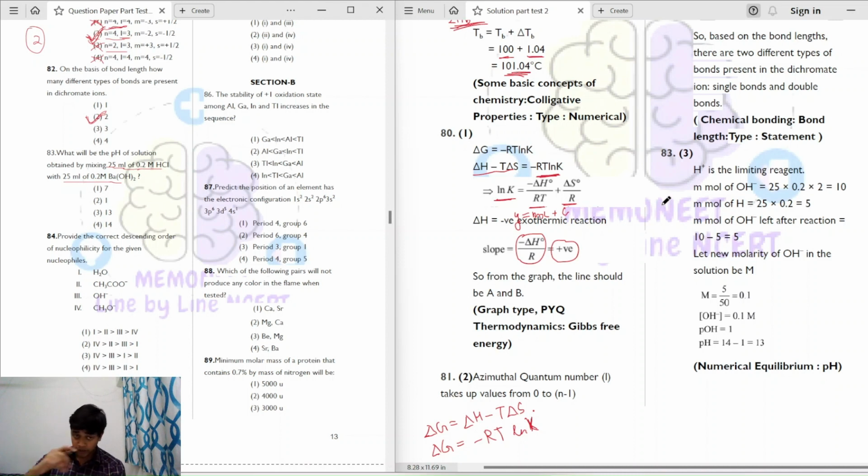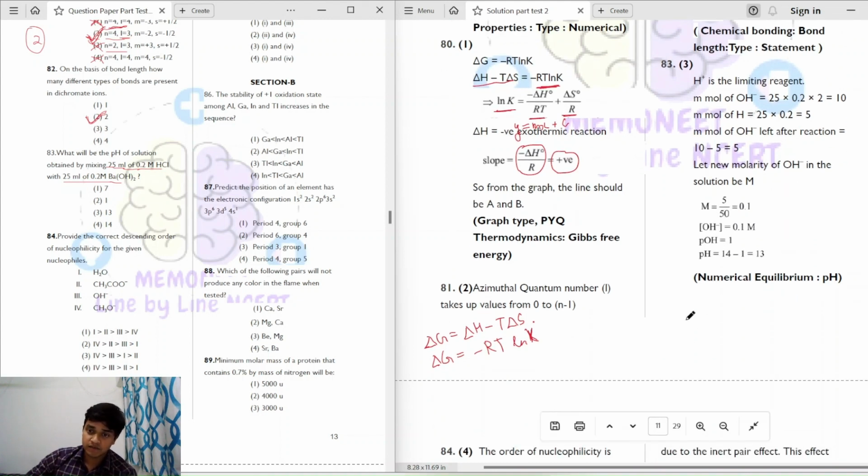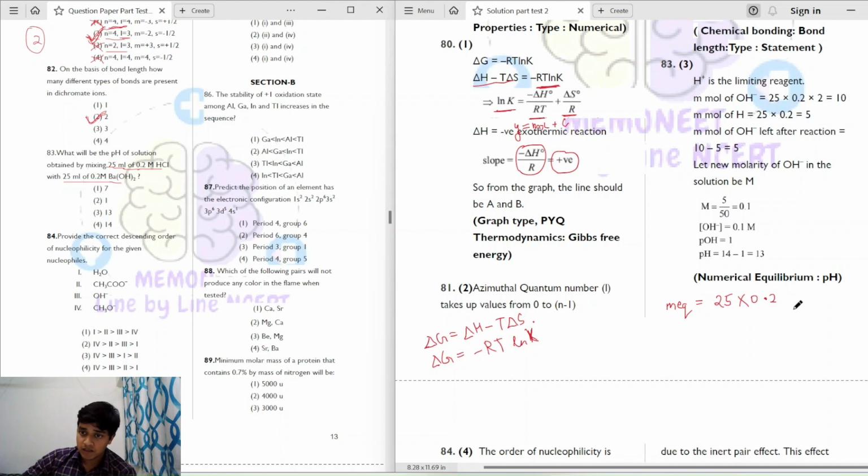So we have 25 ml of 0.2 molar HCl. If we find out the equivalents of HCl, or the millimoles, or the milliequivalents as we say, the milliequivalents of HCl will be 25 multiplied by 0.2, which gives us 5 milliequivalents, right? We get 5 milliequivalents of H+ ion.